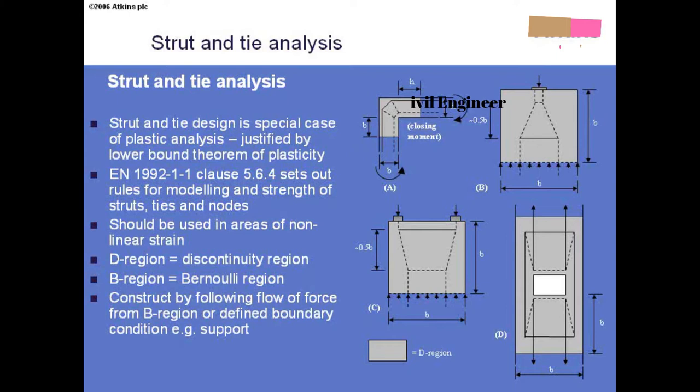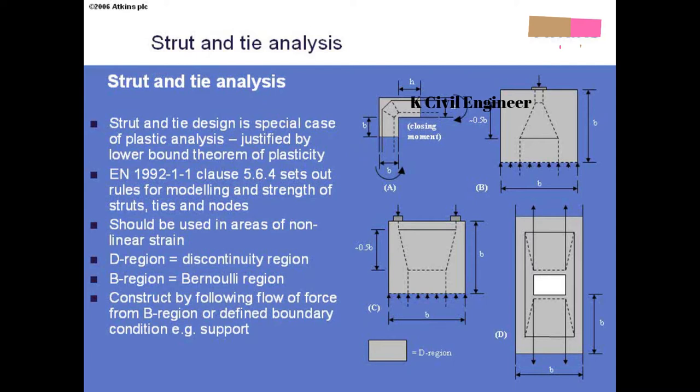There are some situations where you have really no choice other than to use strut and tie analysis in the Eurocodes, and that's partly because in some situations it tells you to use it. So it basically says in areas where you have non-linear strain, and all these examples here are areas where we have non-linear strain, that we have to use strut and tie modelling to assess the situation. And we also have to use it in some situations where there are no other rules given.